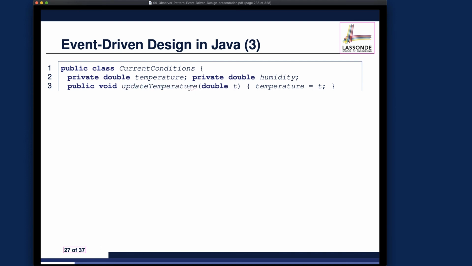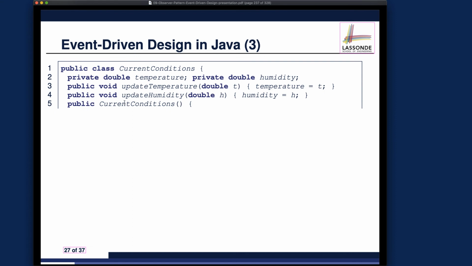So we have update temperature, whose implementation is pretty easy. Notice that we have a parameter list with just one parameter of type double, and the return type is simply void. It's a mutator. And we've also got update humidity defined in a similar way. So now we've got current conditions. How do we initialize the observer?